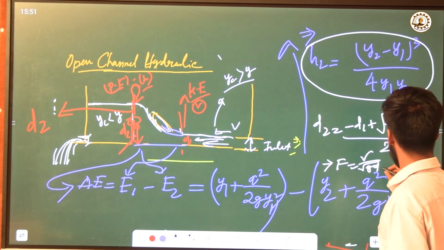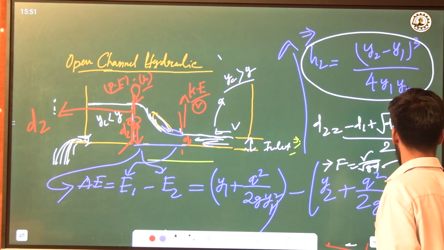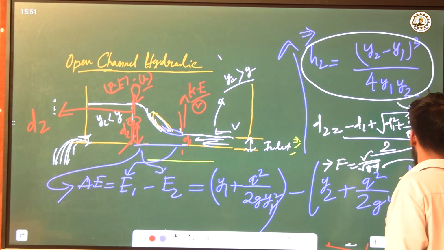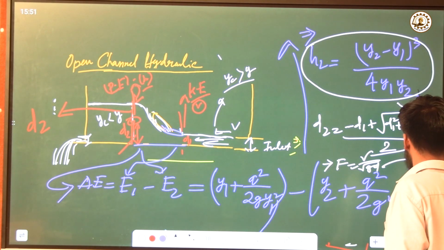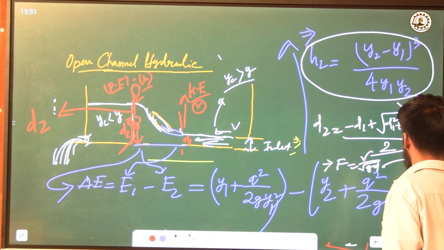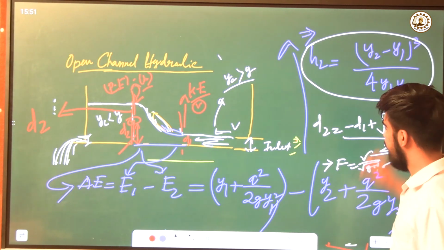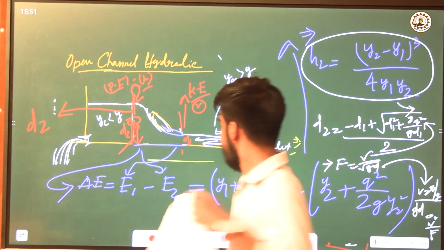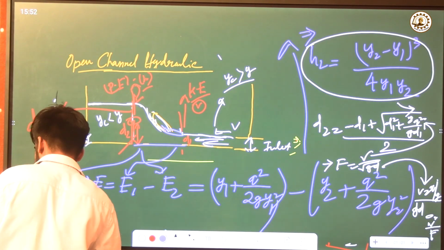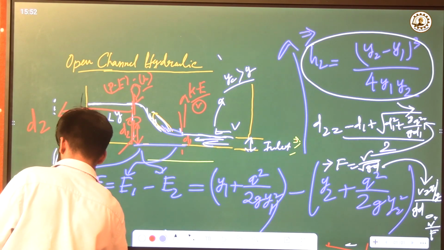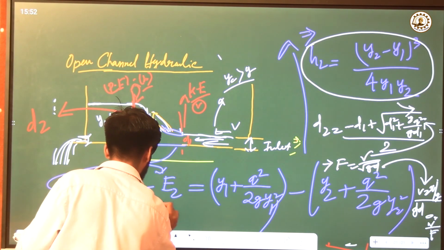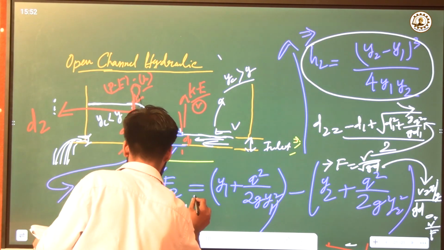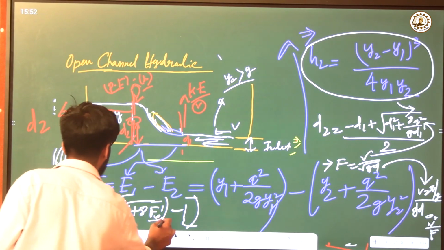So if we replace the gD here and V with this Q, where V equals Q by Y or D, then we can write the depth of the flow after the hydraulic jump in terms of the Froude number, which is D1 by 2 into the square root of 1 plus 8 F1 squared, minus 1. This is the depth of the hydraulic jump in terms of the Froude number.